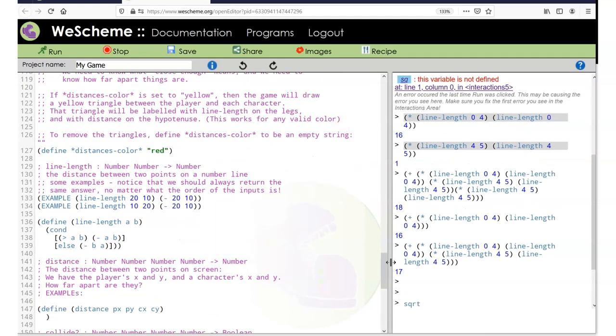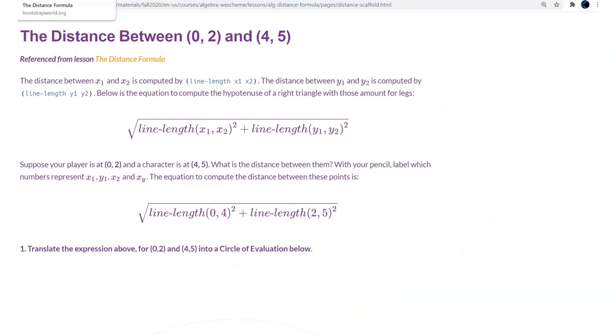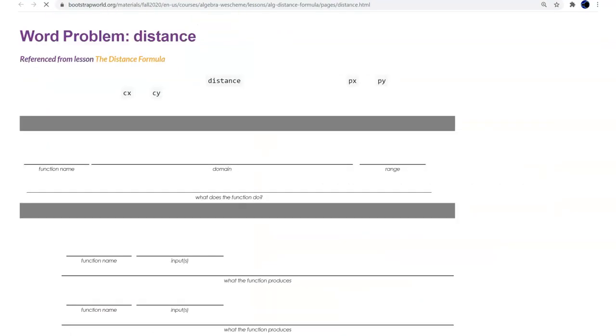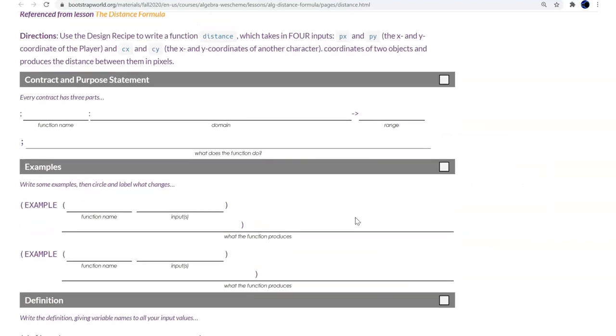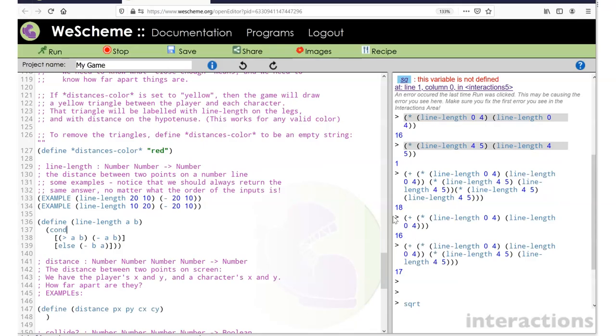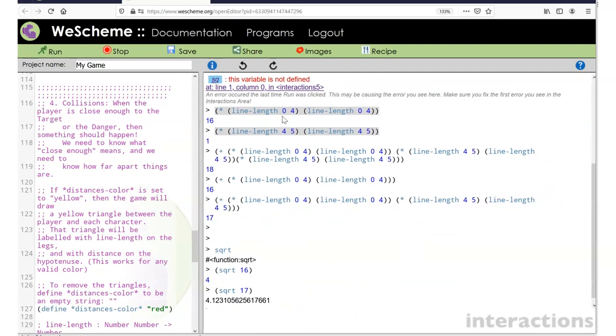So, still working on this distance. And in fact, we can bring up another sheet, which is the word problem distance. And you can start filling it in with the things that we talked about. I'll give you a chance to do that in a second, but we're doing this distance formula and we're working through examples where our domain is going to be 4 inputs, right? The player X, the player Y, character X, and character Y.